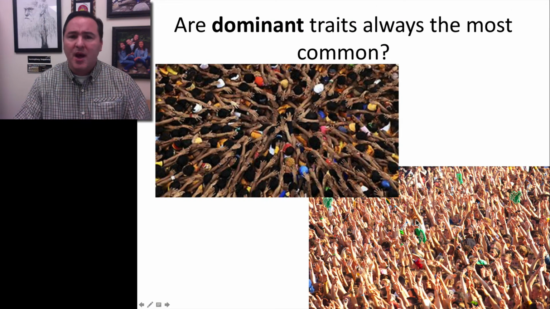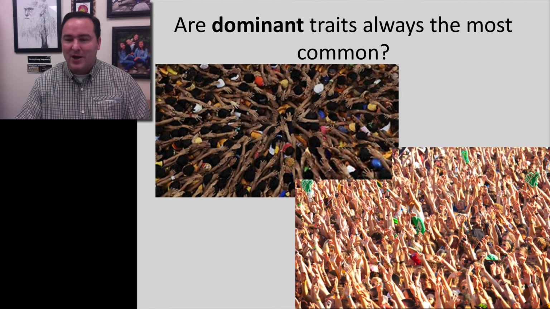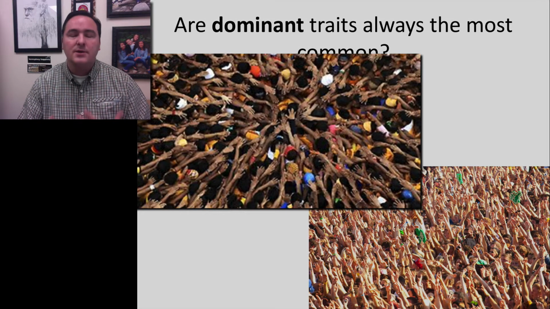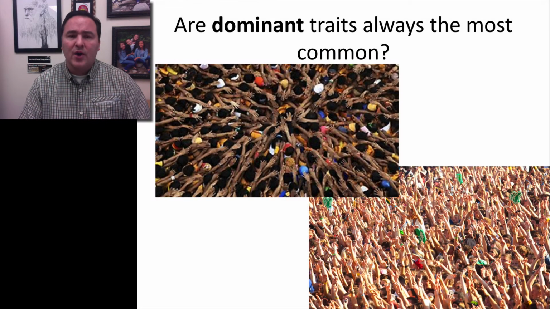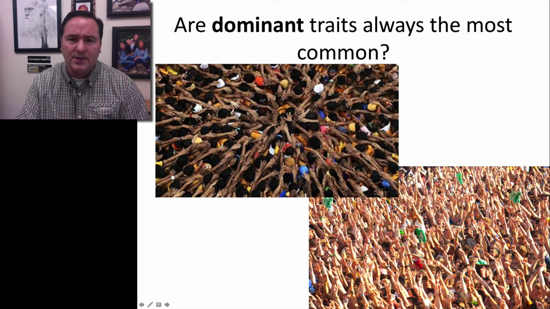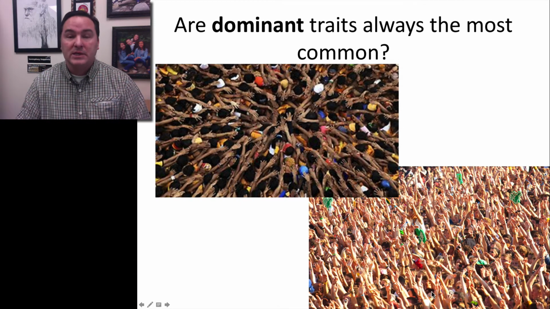So you may ask yourself, are dominant traits always the most common? For example, we could look at these two different populations here. This looks like maybe a sporting event here in the United States, where you've got a lot of lighter skinned arms sticking up and lighter hair. And maybe this one from, I think this is probably Africa, where you've got darker skin and darker hair. In general, darker pigmentation is dominant to lighter pigmentation. So many people would expect that darker should be more common because it's dominant. However, you can clearly see that in this population, lighter skin pigmentation is also very common.